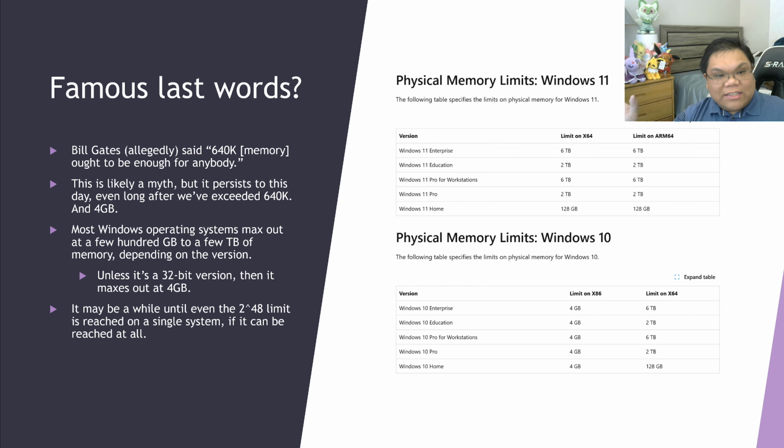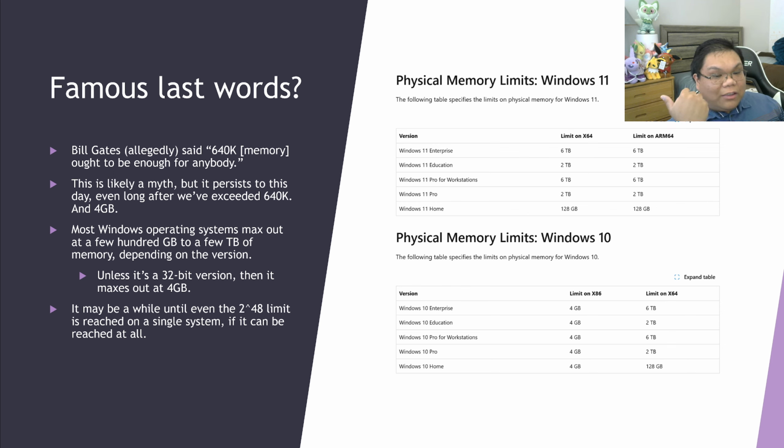Bill Gates allegedly said that 640 kilobytes of memory ought to be enough for anybody. This is likely a myth, but it's a myth that still persists to this day, even long after we've exceeded 640K, and long after we've exceeded 4 gigabytes. Most Windows operating systems these days max out at a few hundred gigabytes to a few terabytes of memory, depending on the version. Unless it's a 32-bit version, and then it's just gonna max out at 4 gigabytes, full stop.